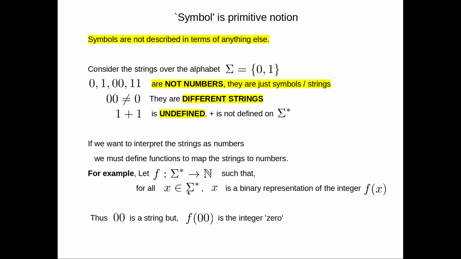So as strings, 0, 00 and 000 are different, but say f of 00 will be the integer 0. So f of 0 will be the integer 0. So these are all integer 0, right? So whenever you are trying to interpret these strings as something else, you need to explicitly mention that mapping. Okay. Otherwise, these symbols are just symbols. They are nothing else.